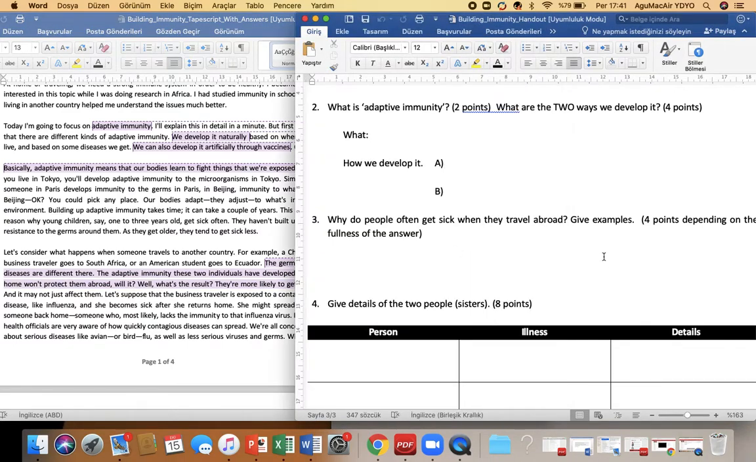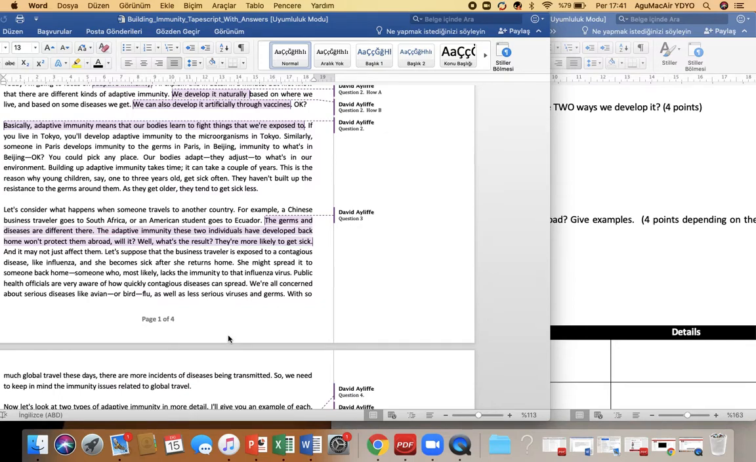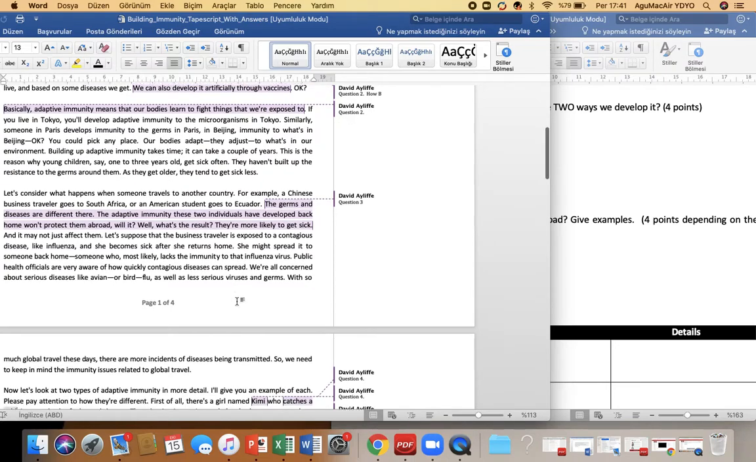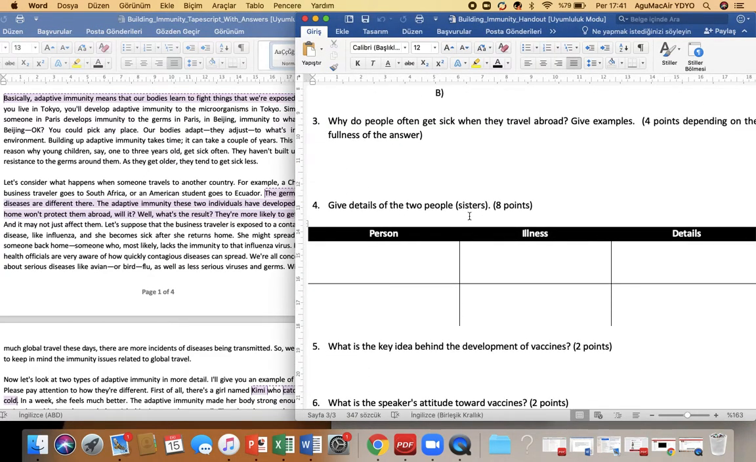So as you see, you need to give examples. Actually, we have an example about a Chinese business traveler here, and the example continues here with some more information, and if you write more, you will get a higher score from here, right? You need to write details from here. I hope you did it. And give details of the two people. So you need to write their names and their illness and details.